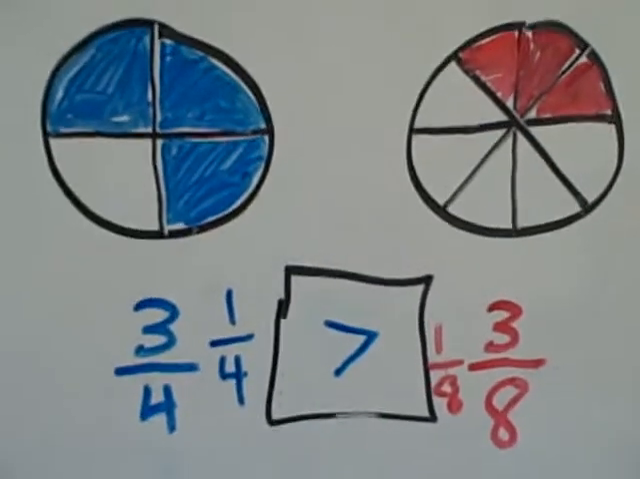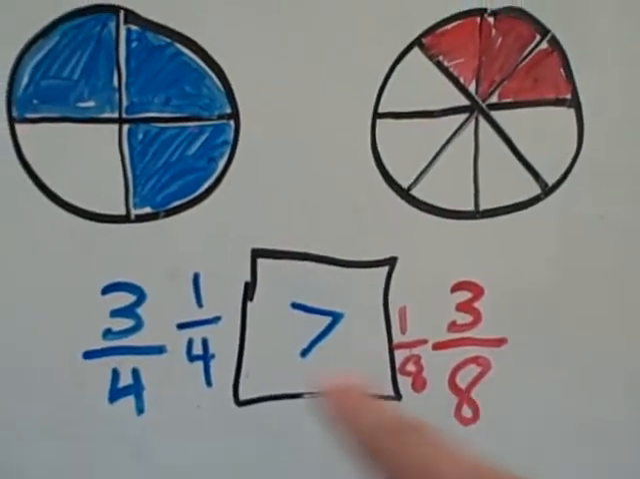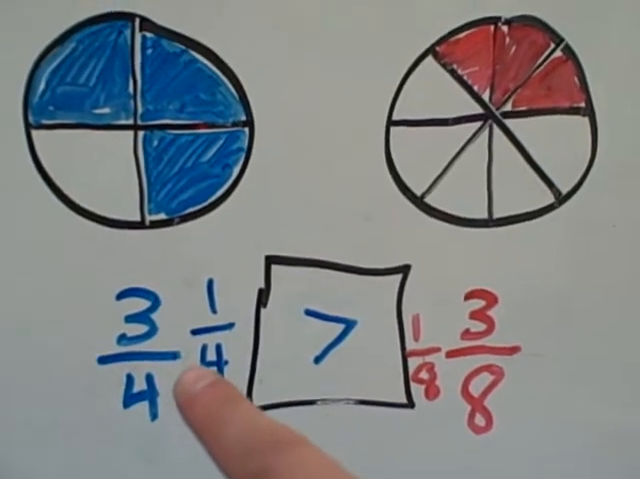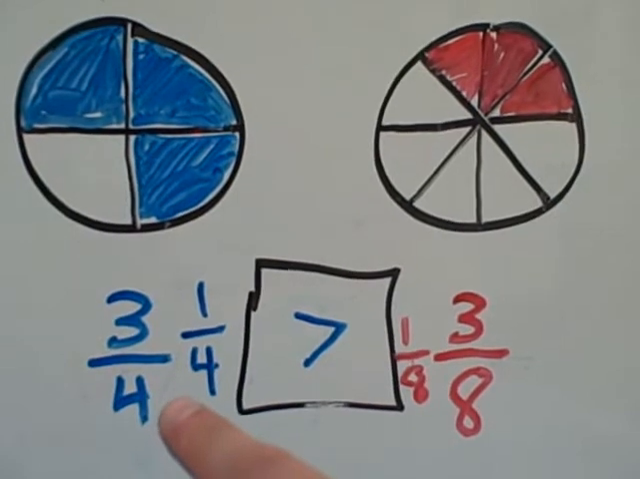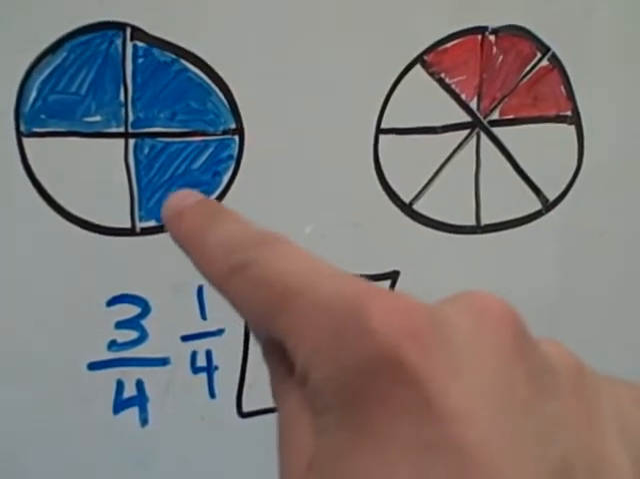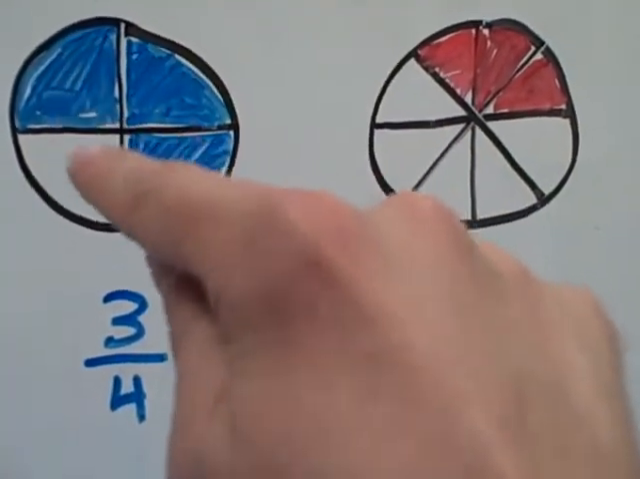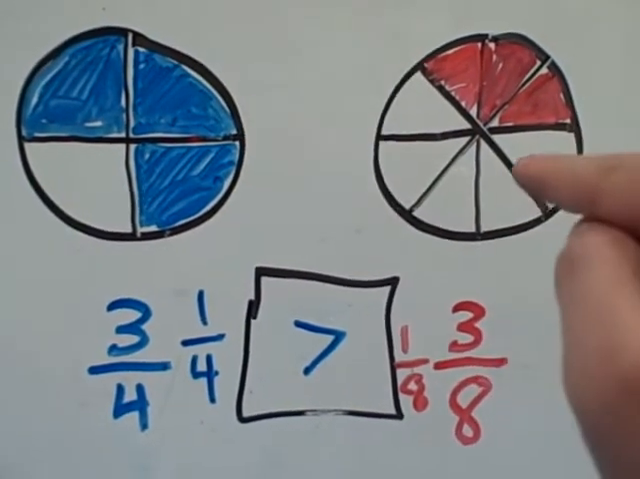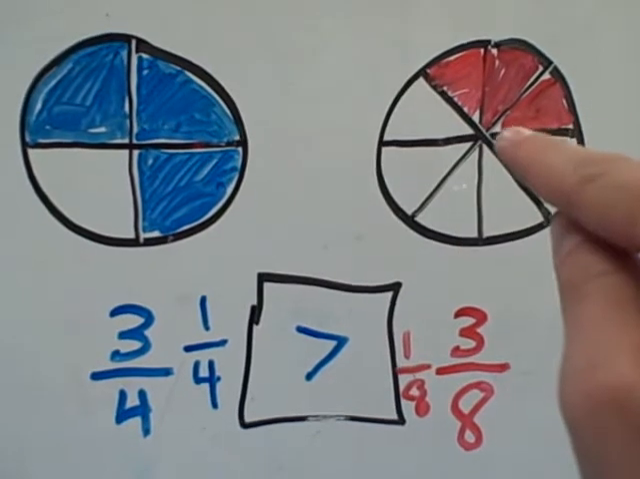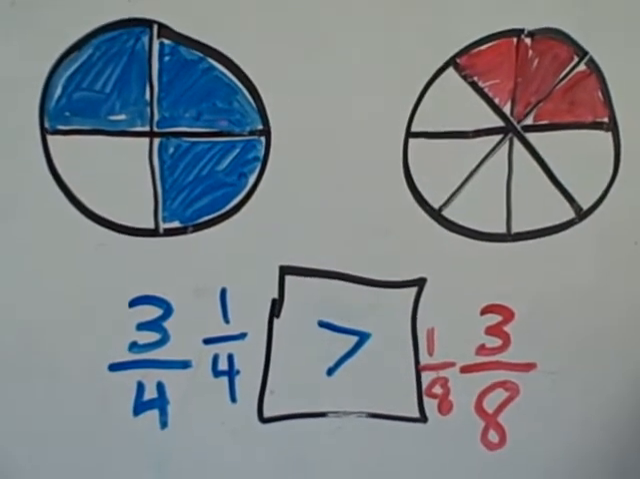In this case, again, don't get tricked because the denominator is bigger than the numerator. In fact, the denominator for this one's bigger than the denominator for this one. In fact, the smaller denominator actually means bigger pieces. The bigger denominator actually means smaller pieces. Let's try another one.